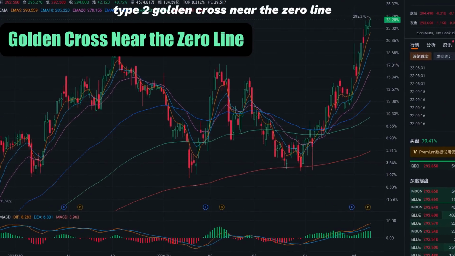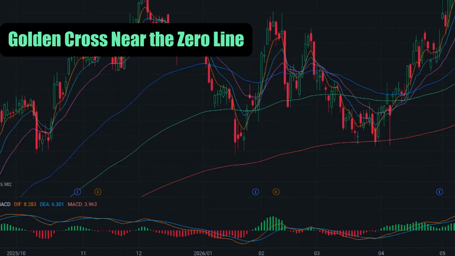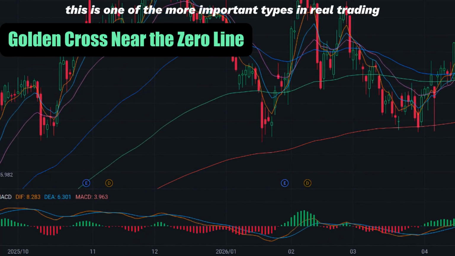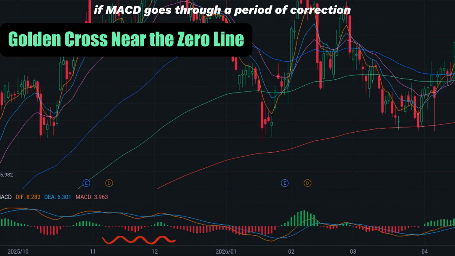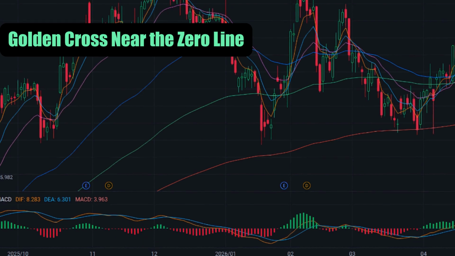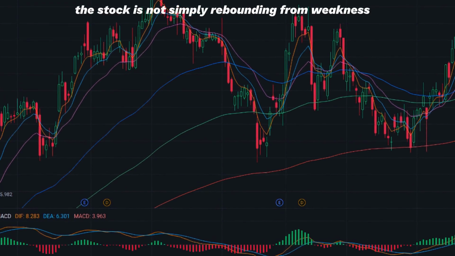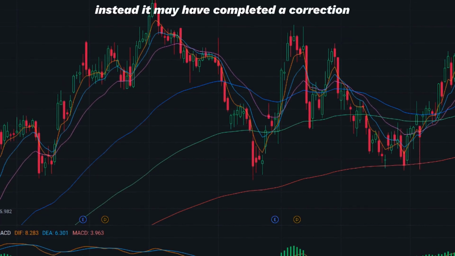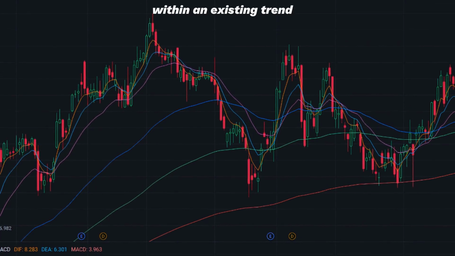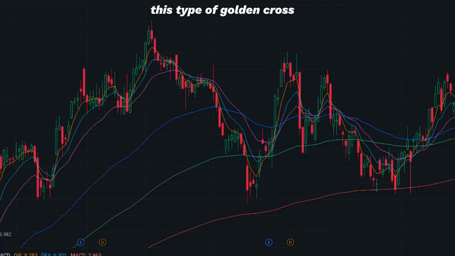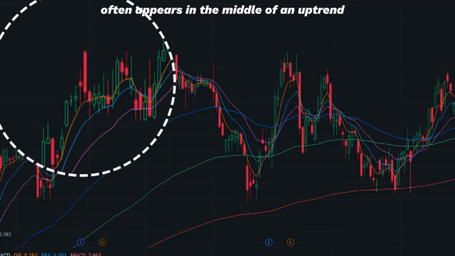Type 2, golden cross near the zero line. This is one of the more important types in real trading. If MACD goes through a period of correction, DIFF and DEA return near the zero line, then form another golden cross, while the price does not break below an important support level. This usually means the stock is not simply rebounding from weakness. Instead, it may have completed a correction within an existing trend. This type of golden cross often appears in the middle of an uptrend, and its practical value is usually higher than a golden cross below the zero line.